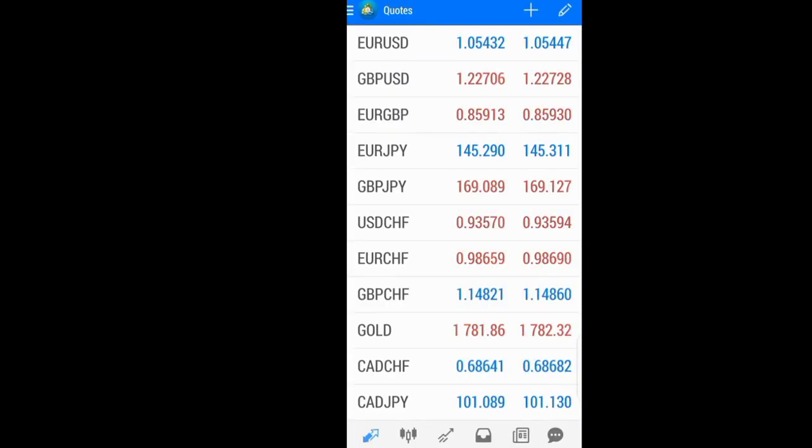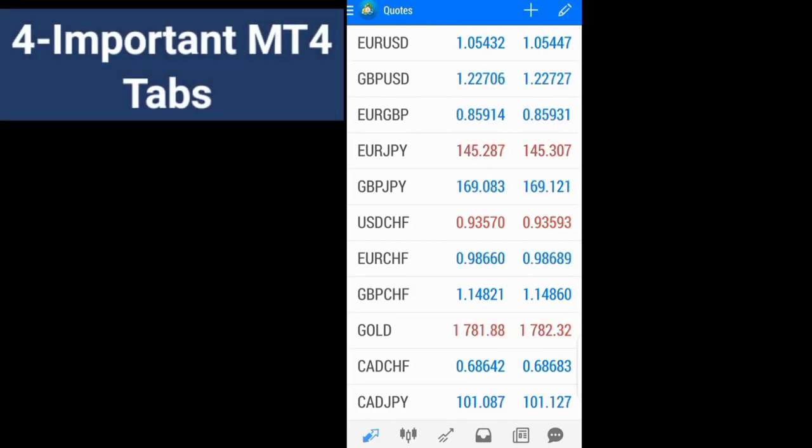From here, I now want to introduce you to the 4 basic tabs that you must familiarize yourself with in MetaTrader 4. We have the quotes, which is this first tab. This whole interface is the quotes. I will explain every one of them later, so don't worry. I've got your back. Whatever you're seeing here, you will understand it at the end of this video.